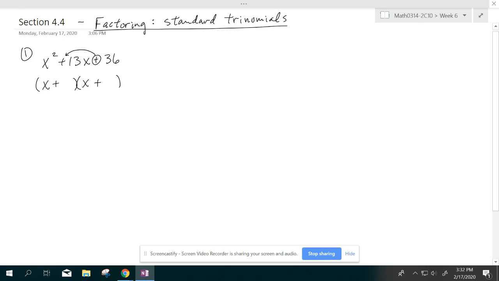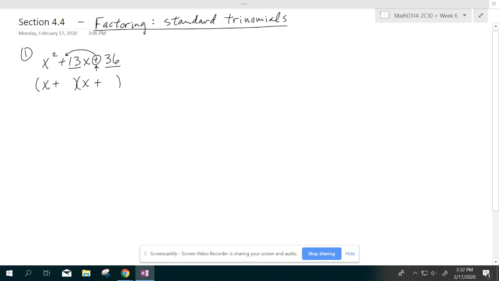X times x. So I need an x and an x. And in the last 2 blanks, I'm going to have numbers that multiply to make 36 and add to make 13. Can you think of two numbers that multiply to make 36 that also add to make 13?